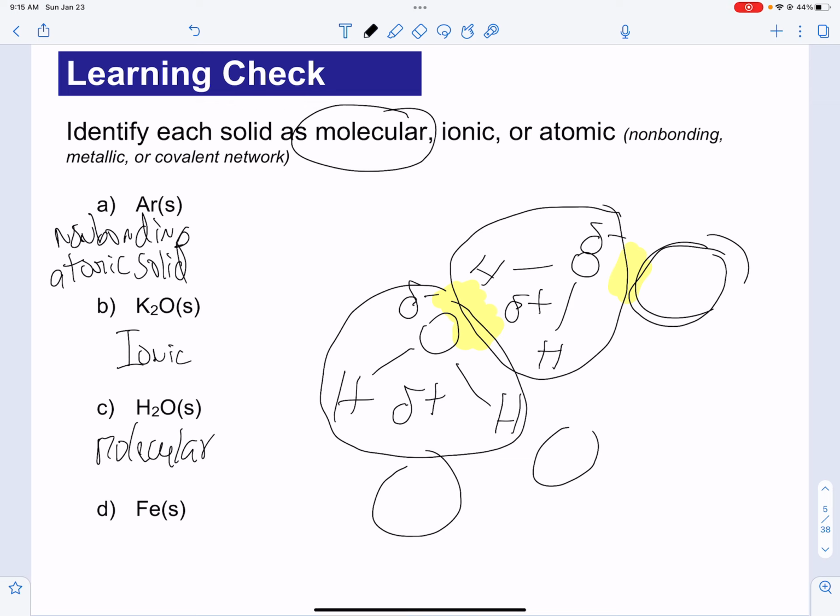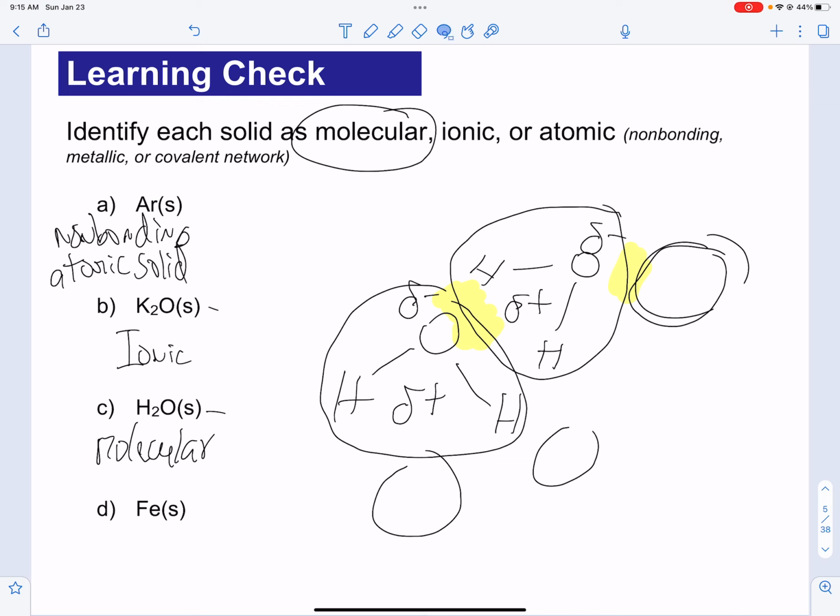Notice the difference between this one and the potassium oxide. The potassium oxide is ionic. You can see that that's a metal with a non-metal. So the water is molecular. Two non-metals coming together, attracting other molecules like itself, making a solid.